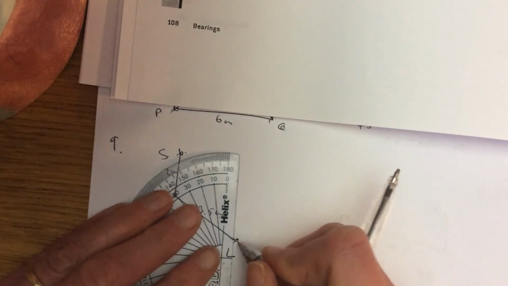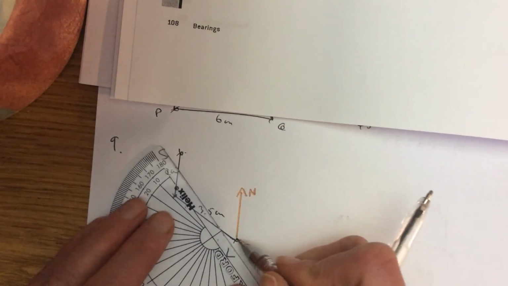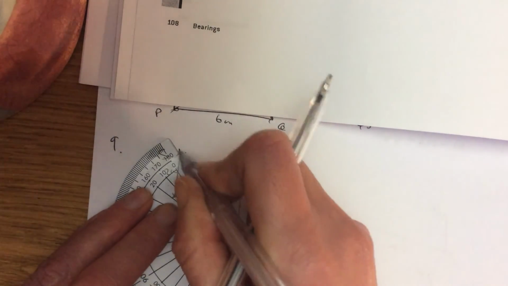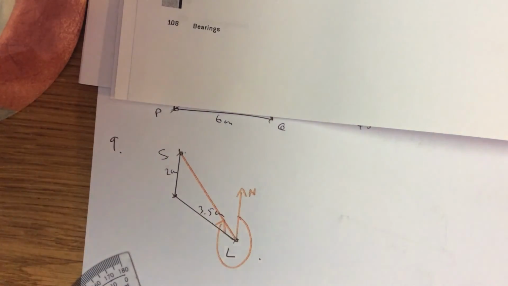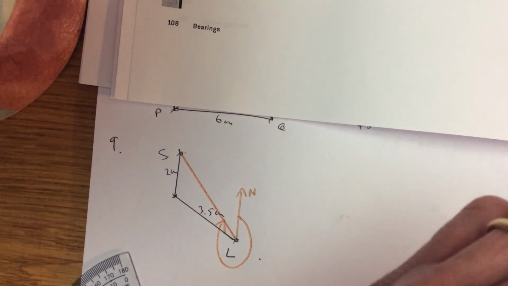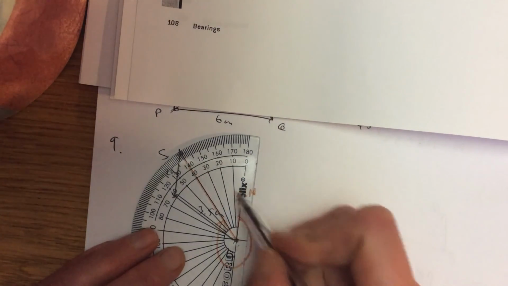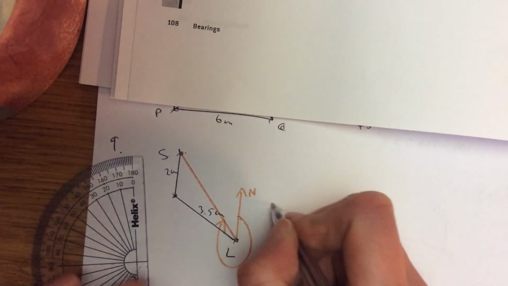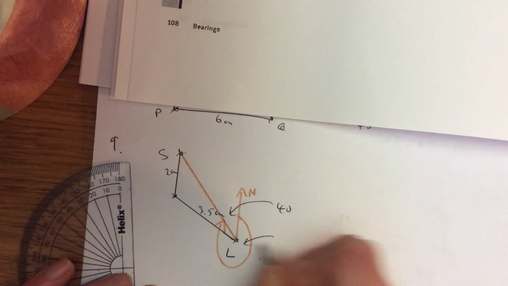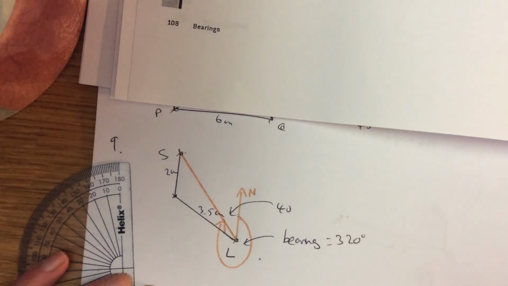So I'm going from L. So north sign in at L. And I'm going up to S. So make sure you join that up. I want this bearing. I can't find that on my protractor, so I'm going to work out the back bearing here. So 0's on the inside, so it's 40 degrees. So if that is 40, my bearing is 360 minus 40, 320 degrees.